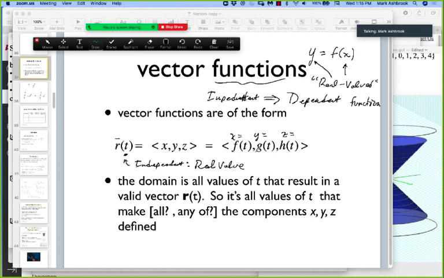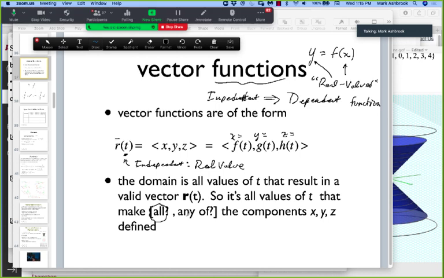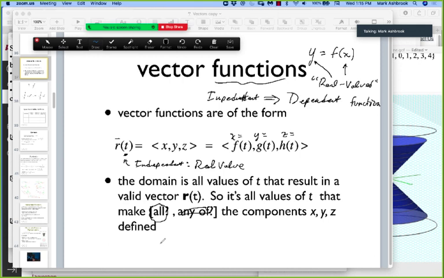So the domain would be all values of t that make all 3 component functions legitimate or defined. So any t value that makes one or more of these undefined is not in the domain for the vector function. We want all values of t that make all of the components x, y, and z defined. As soon as one of the components is undefined, that's an undefined vector, so the t value is not in the domain of the vector function.